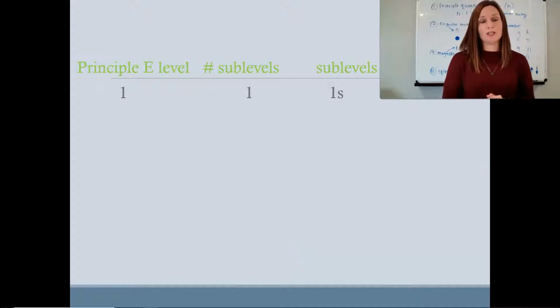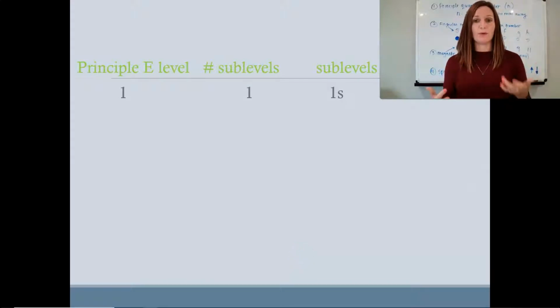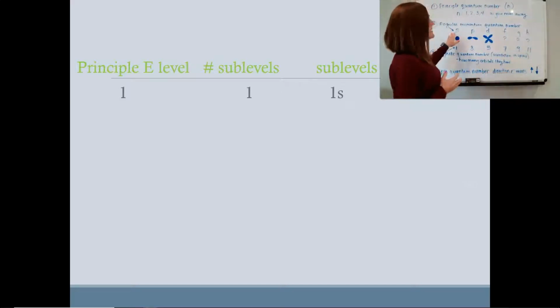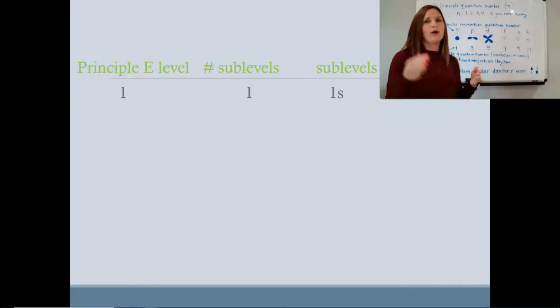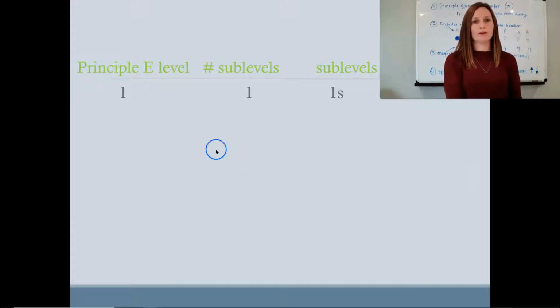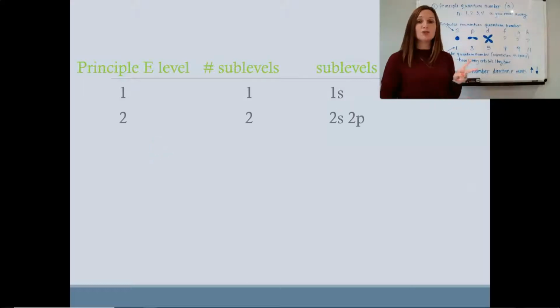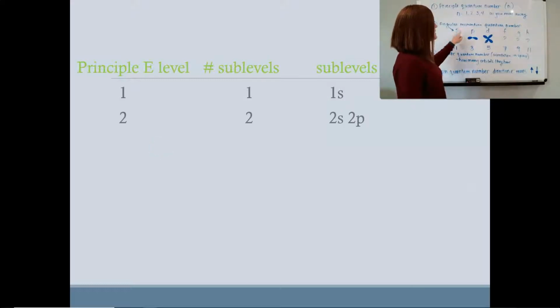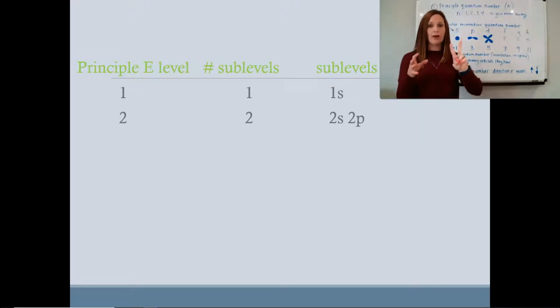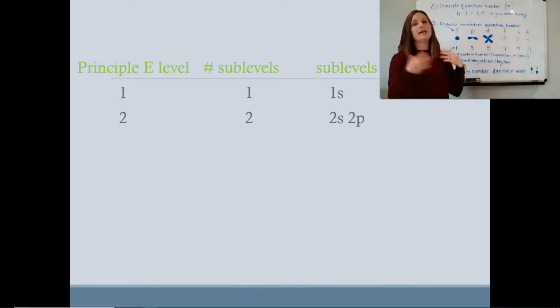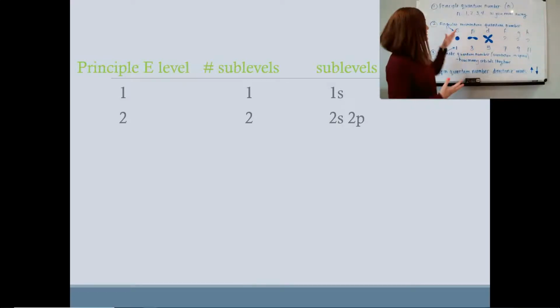For each principal energy level, we have a prescribed number of sublevels. Remember, principal energy level 1 has one sublevel, and we always start back with S every time we refill. So if we only have one sublevel, then that sublevel will be 1S. If we have two sublevels, then we're going to have 2S and 2P. 2 indicating that we are in the second principal energy level, S and P indicating that we are in that orientation, first the sphere and then the figure 8.